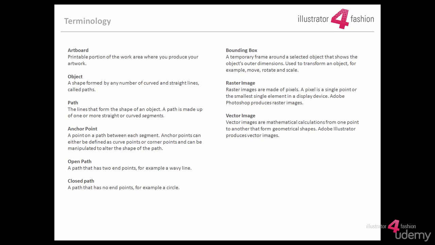Bounding box, a temporary frame around a selected object that shows the object's outer dimensions, used to transform an object, for example move, rotate and scale. Raster image, raster images are made of pixels. A pixel is a single point or the smallest single element in a display device. Adobe Photoshop produces raster images. Vector image. Vector images are mathematical calculations from one point to another that form geometrical shapes. Adobe Illustrator produces vector images.